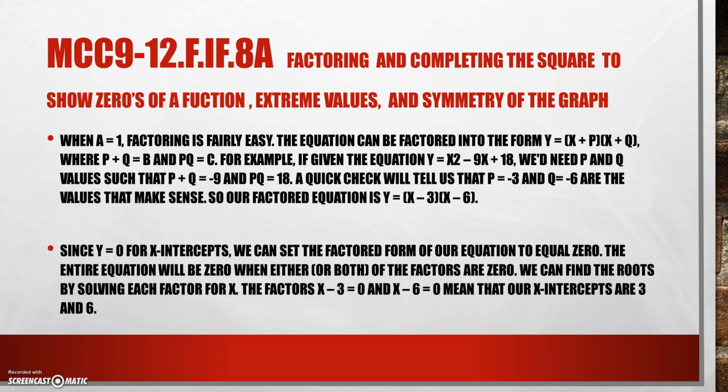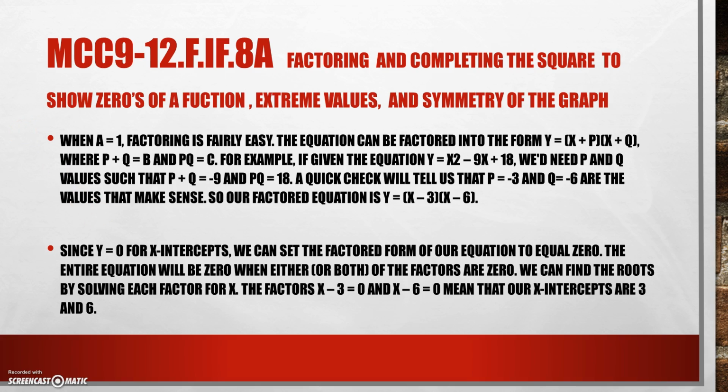The equation can be factored into the form y equals x plus p times x plus q, which are your factors p and q, where p plus q equals b and pq equals c. For example, if given the equation y equals x squared minus 9x plus 18, we need p and q values such that p plus q equals negative 9 and pq equals 18. A quick check will tell us that p equals negative 3 and q equals negative 6 are values that make sense. So our factored equation is y equals x minus 3 times x minus 6.